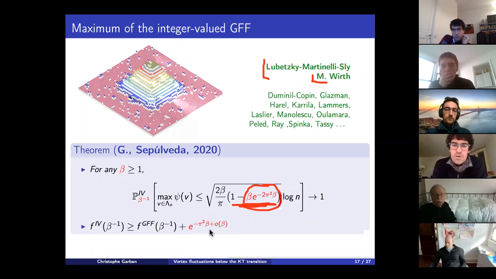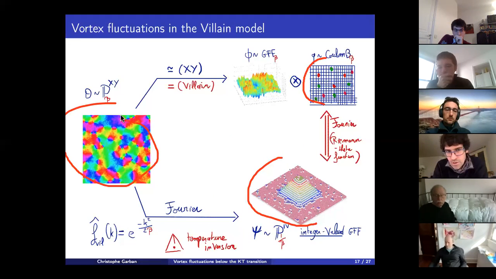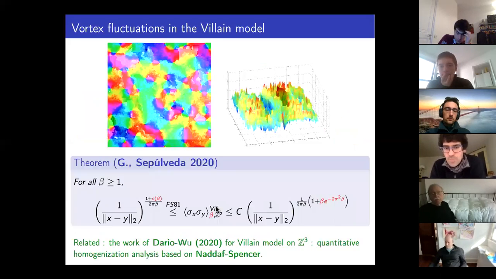Okay, so to close the diagram, I gave you a result for the fluctuation of this system. Let me just finish before giving some ideas of the proof on the fluctuation of this system here. So the result we can prove is the following.